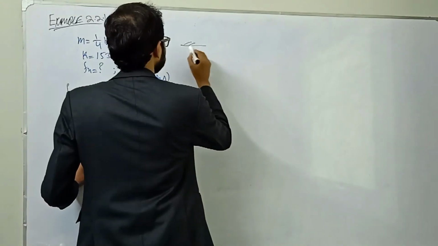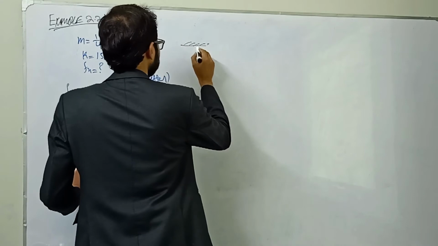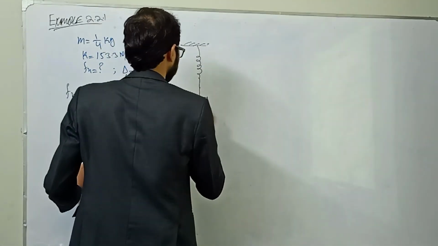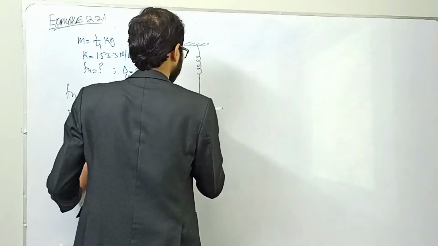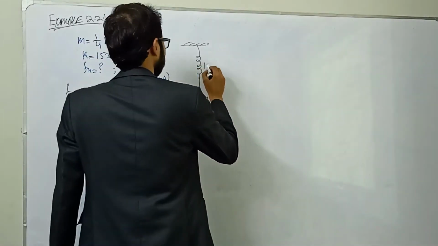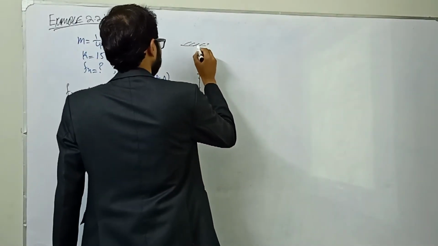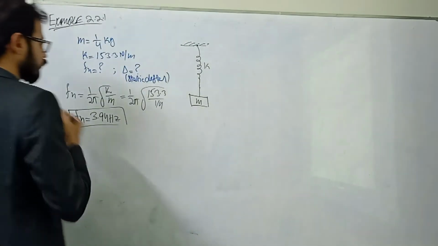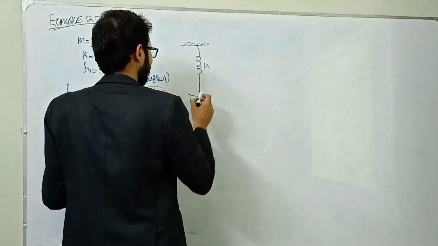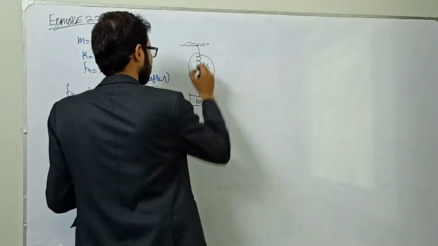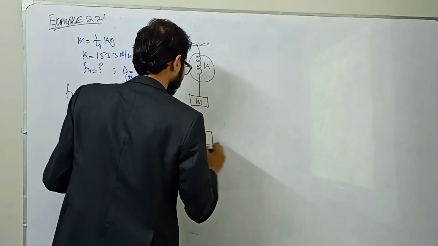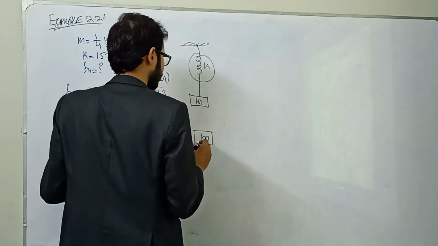Now we are also asked to find the value of static deflection, because in this case we have an elastic element, and the body of mass M of 1/4 kg is suspended by the elastic element K from a fixed pivot point. So in order to find the deflection of this elastic element because of this mass, we need to resolve this block into its force components.